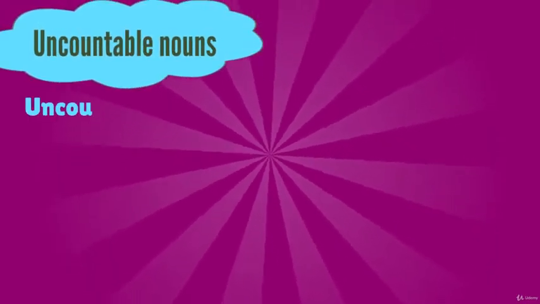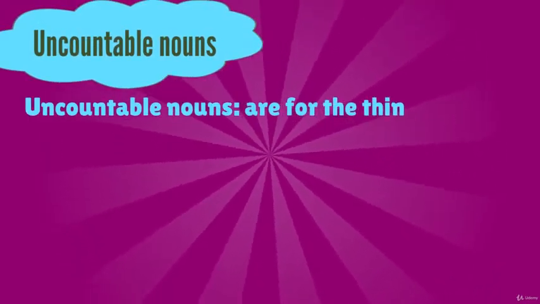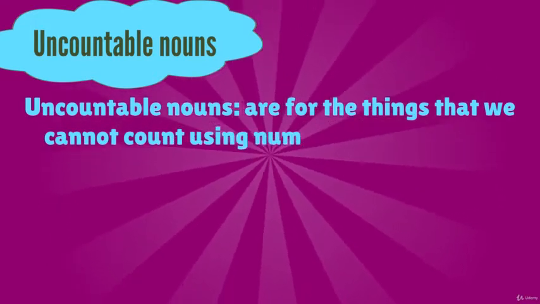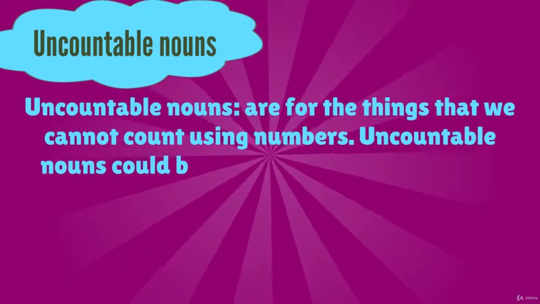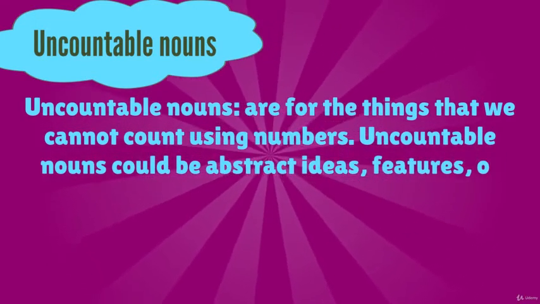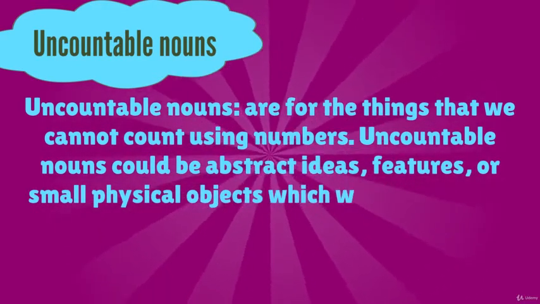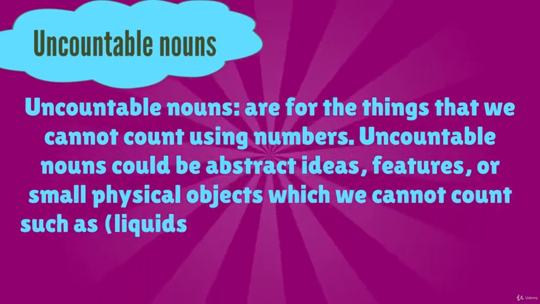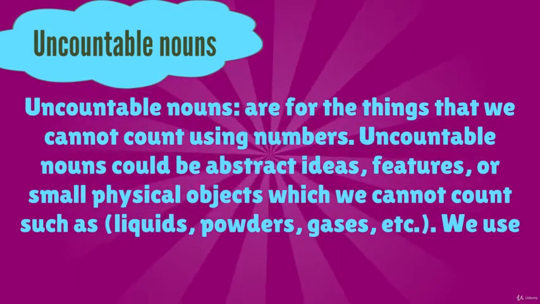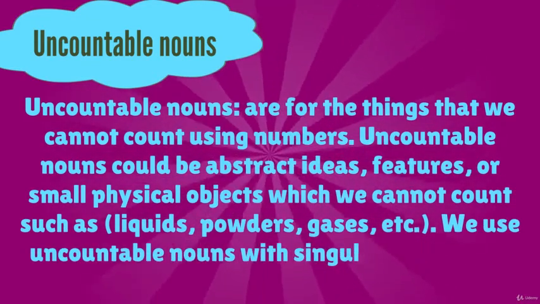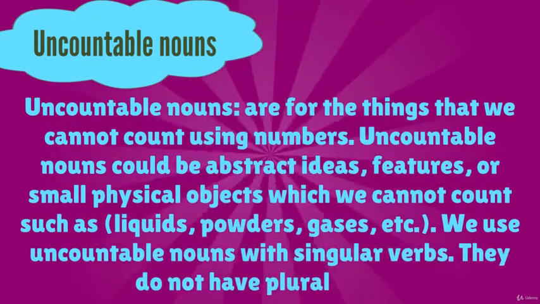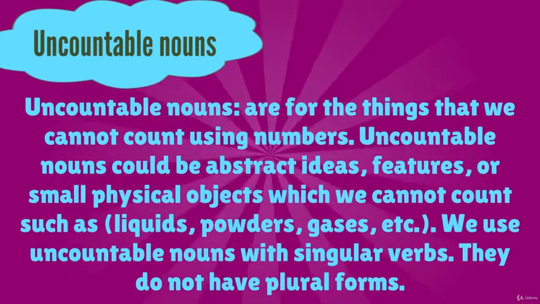Uncountable nouns. Uncountable nouns are for the things that we cannot count using numbers. Uncountable nouns could be abstract ideas, features, or small physical objects which we cannot count, such as liquids, powders, gases, etc. We use uncountable nouns with singular verbs. They do not have plural forms.